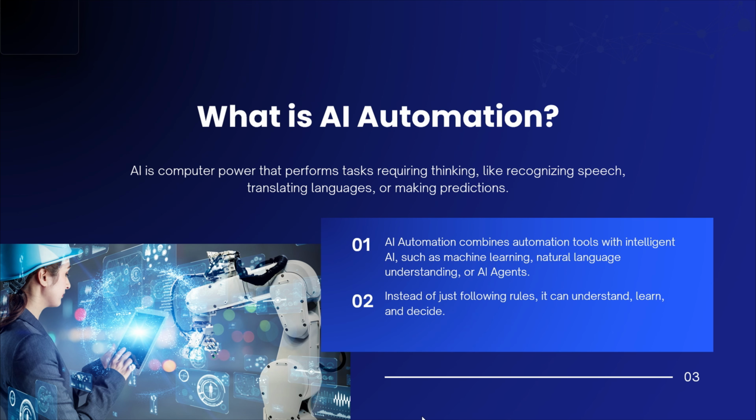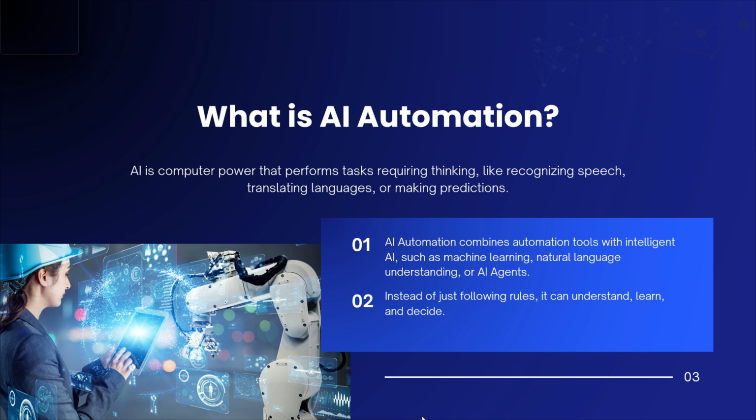So what is AI automation? Before we break down the definition of AI automation, let's even talk about AI. Since 2022, AI has suddenly become the buzzword, even though AI has been here long before 2022 and the entry of ChatGPT. But AI essentially, in my own definition, you can just describe it as computing power that helps you perform tasks that require thinking, speech recognition, translating of languages, or even making predictions.